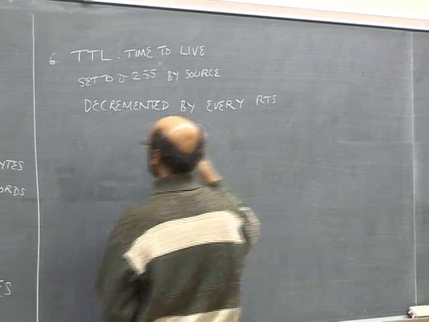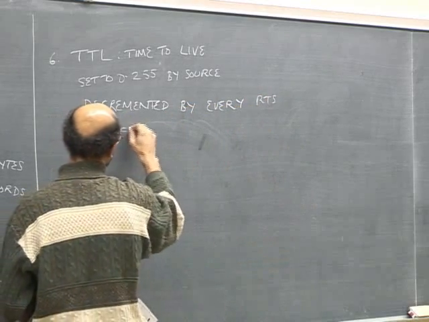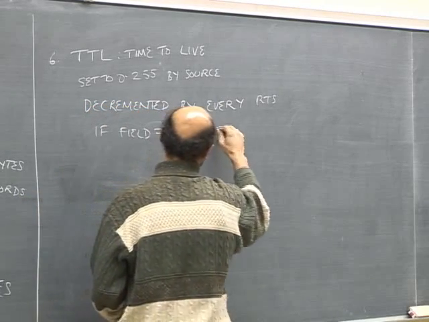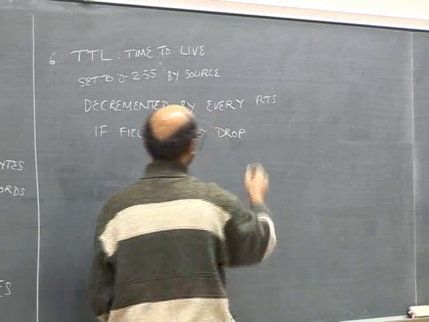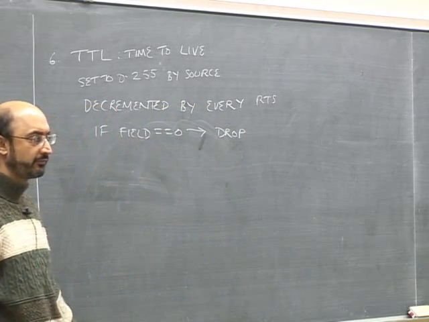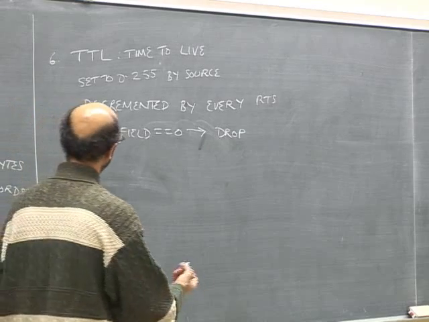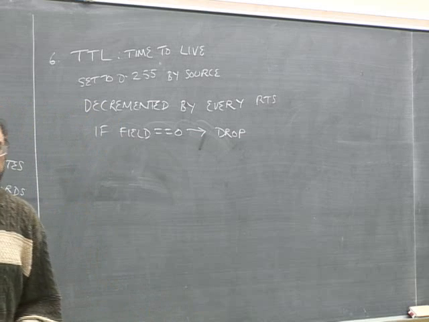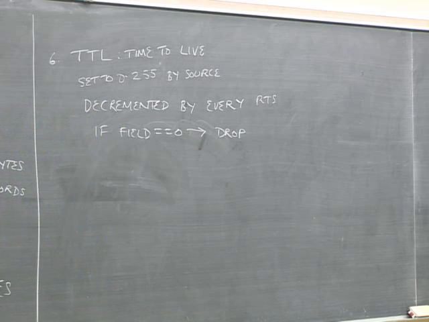And then if the field is 0, then you're going to drop it. That's what I mean by it's like a bomb going off. So first question is, why do it? Why should there be a time to live field in the header? So why would you need it? Yeah, Andrew. If a packet got really, really lost, yeah. After a certain amount of time, it would just drop it because you can assume that it would be resent.